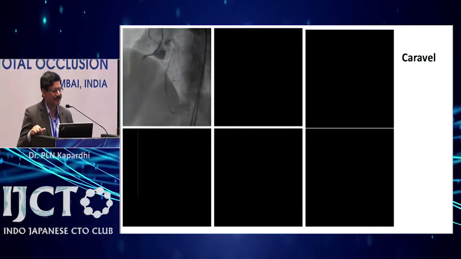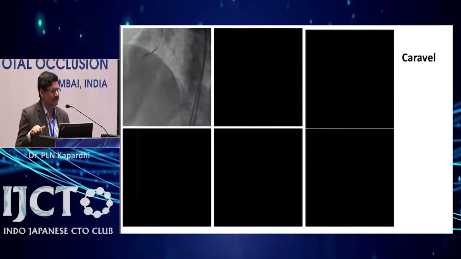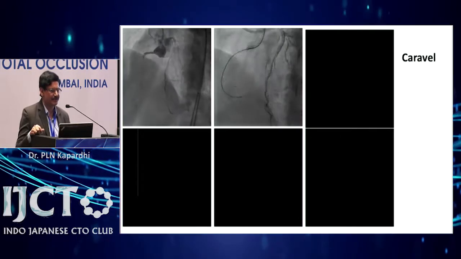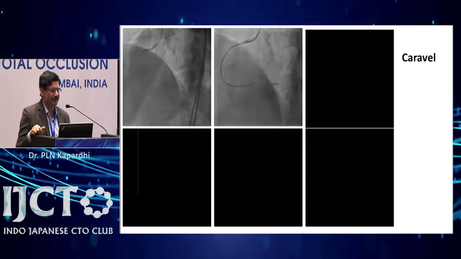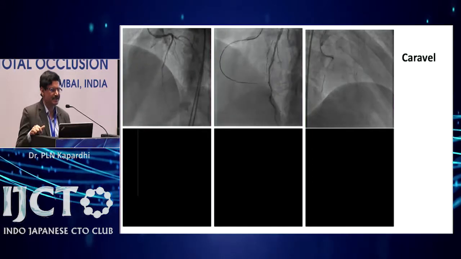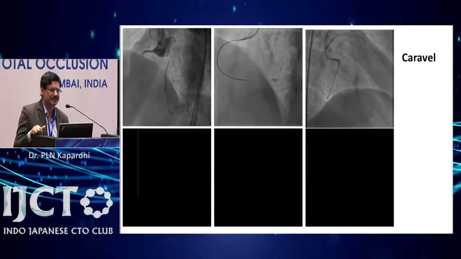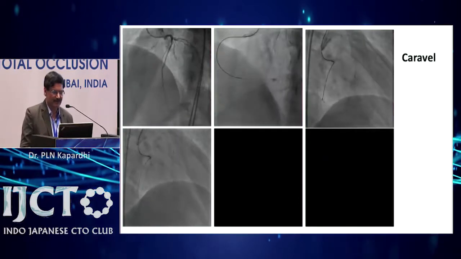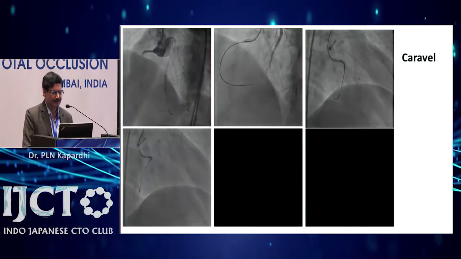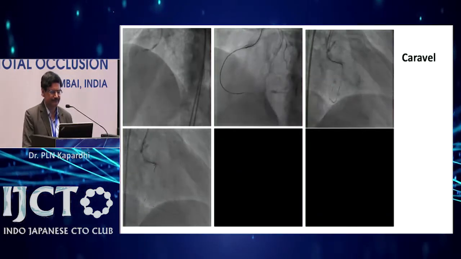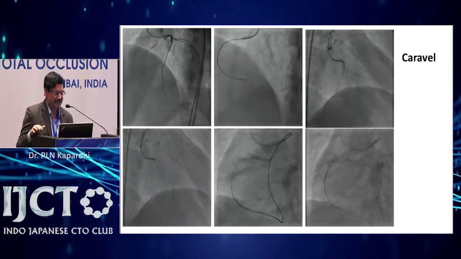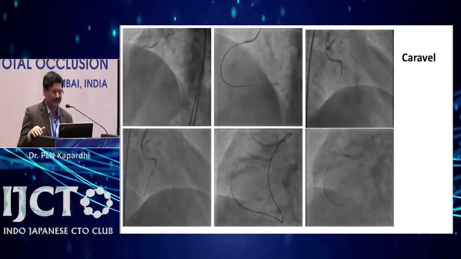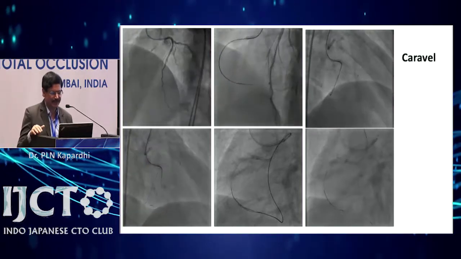And this is also a complex RCA CTO with a long segment. Initially with Gaia and Caravel support, it was passed through the CTO segment, and it was found as a distal cap in the subintima. Then we switched over to the retrograde with the Caravel and a Cyan, and Cyan crossed it to the distal RCA segment, and by means of reverse CART the procedure was completed, and a wire was exteriorized and completed the angioplasty.